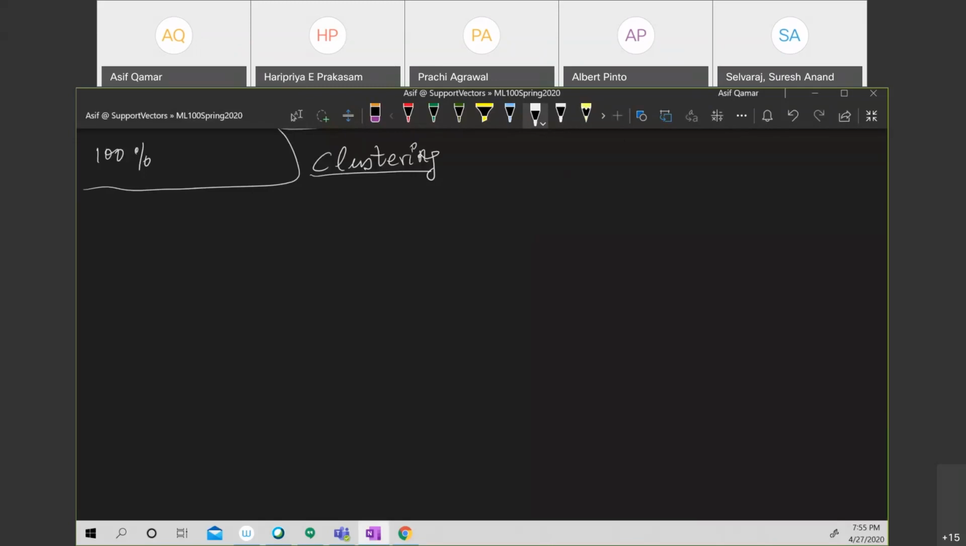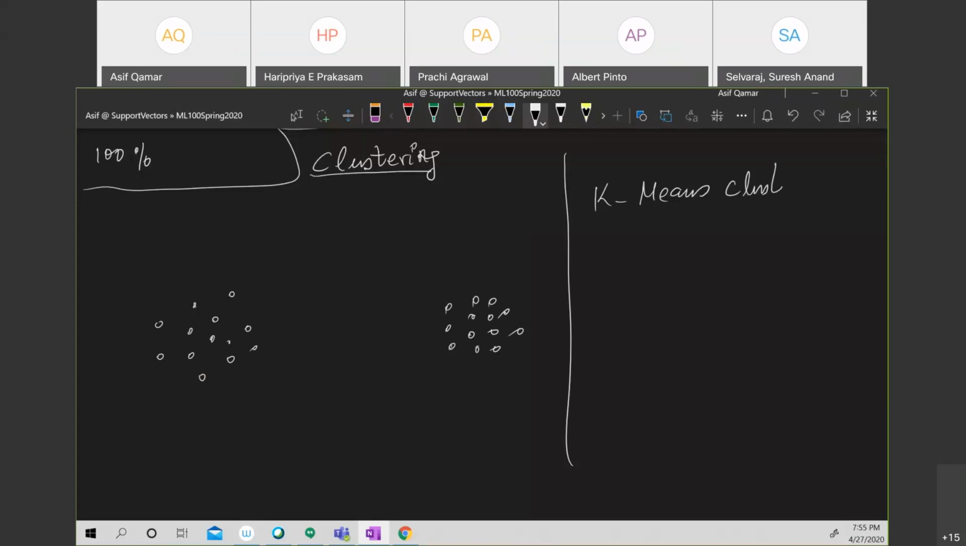So let's go back and take this example again. Suppose I have data points like this. And you have data points like this. In how many ways can you detect clusters? So the first method that you can think of, and we'll do three kinds of methods. One is k-means clustering and its relatives.